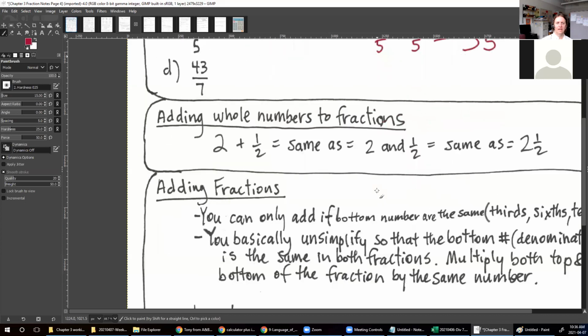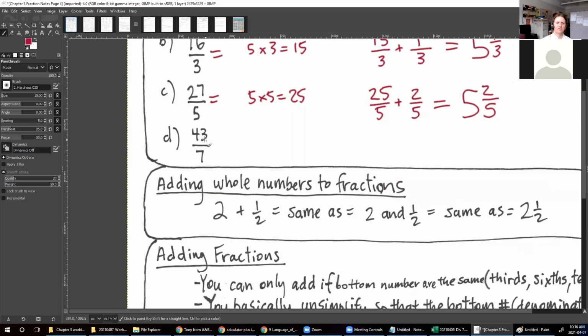Okay, and the last one is 43 sevenths. And this is a bit trickier one because 7 is a tough one for multiplication, for remembering that. I know that 7 times 5 is 35. Oh, I think I can probably get another one. 7 times 6 is 42. Okay, scrap that one. Don't worry about that.